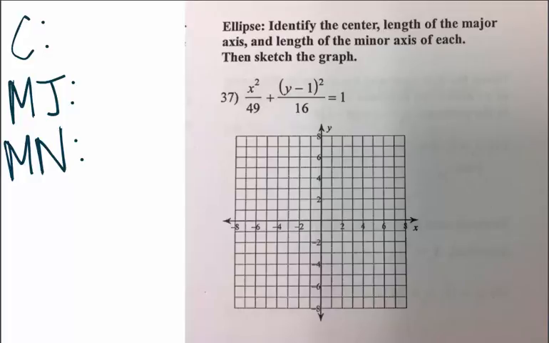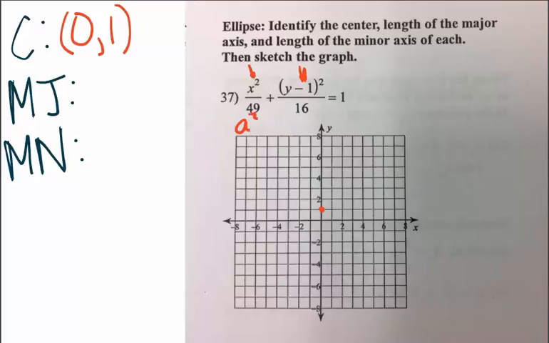So we're going to decide the center first. It looks like there's nothing with the X, but there is a -1 inside with the Y, so we always take the opposite, so it's going to be a +1. So my center is at (0, 1), so no left or right movement, but I did go up 1.